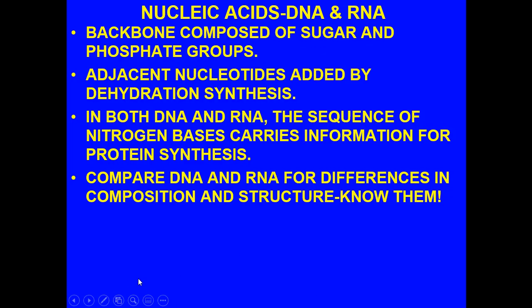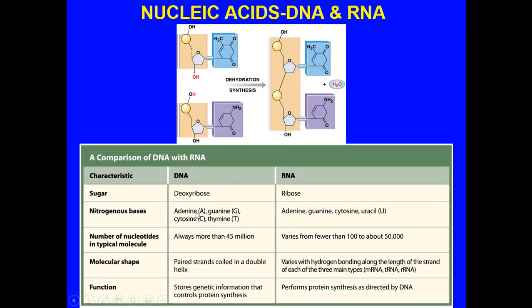The backbone of any nucleic acid is composed of sugar and phosphate groups. Adjacent nucleotides are added by dehydration synthesis. In both DNA and RNA, the sequence of nitrogen bases carries information for protein synthesis. When you compare DNA and RNA for differences in composition and structure, you are expected to know them. Here is a comparison chart. I encourage you to know them cold, hard, and fast. Okay? Here's an example up here of 2 nucleotides undergoing a dehydration synthesis, which will now form the backbone here.